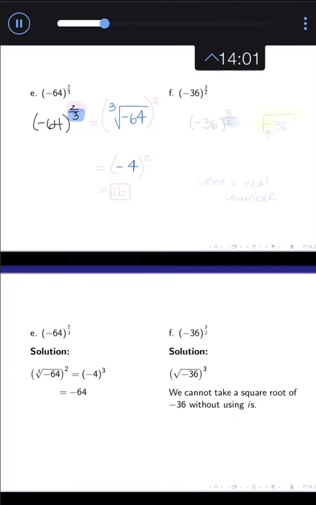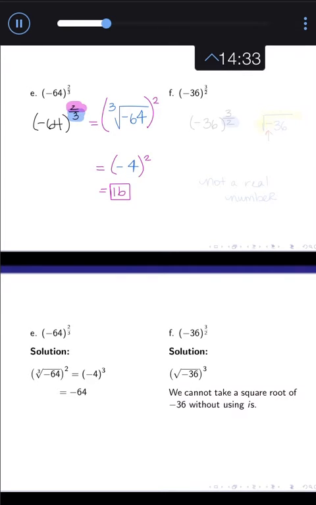But I can't forget the numerator, which was a 2, which tells me I need to square whatever I'm getting out. Notice I had parentheses around it before. I should still have parentheses around it now. So I'm actually squaring the entire negative 4, which means I'm doing a negative 4 times a negative 4, which is actually going to give me a positive 16. So my final answer here for E is positive 16.